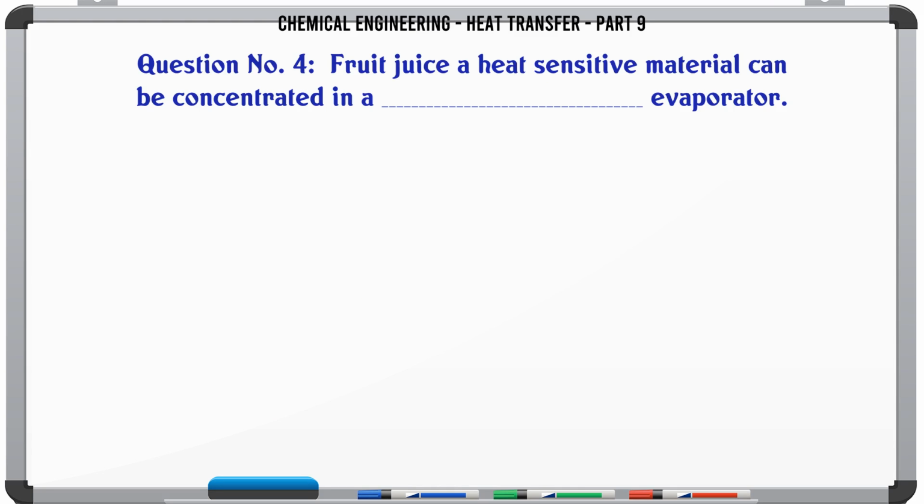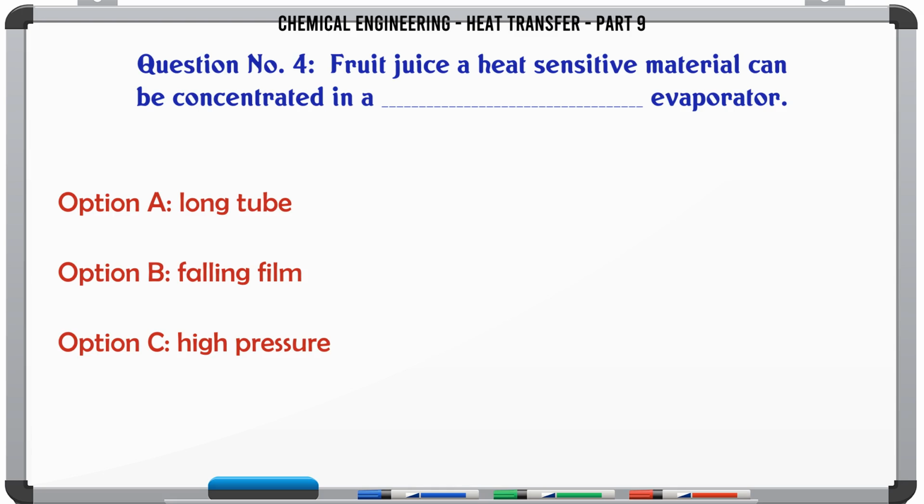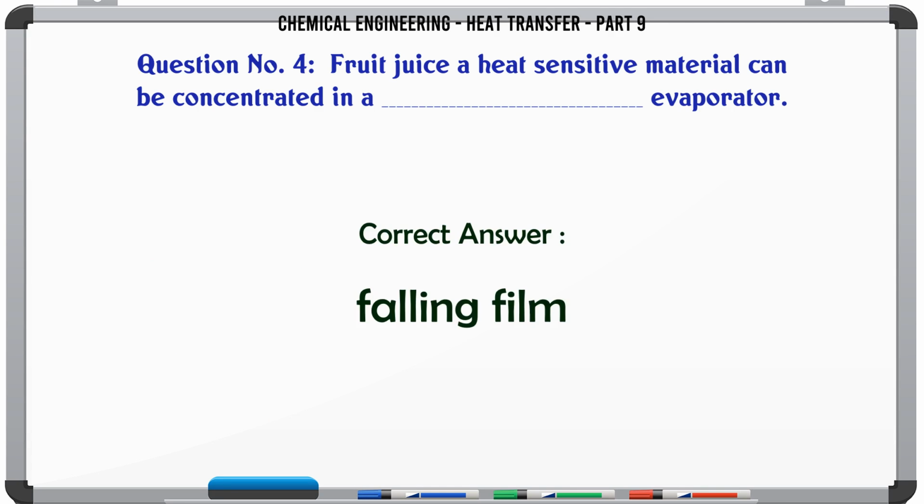Fruit juice, a heat-sensitive material, can be concentrated in an evaporator: A, long tube; B, falling film; C, high pressure; D, none of these. The correct answer is falling film.